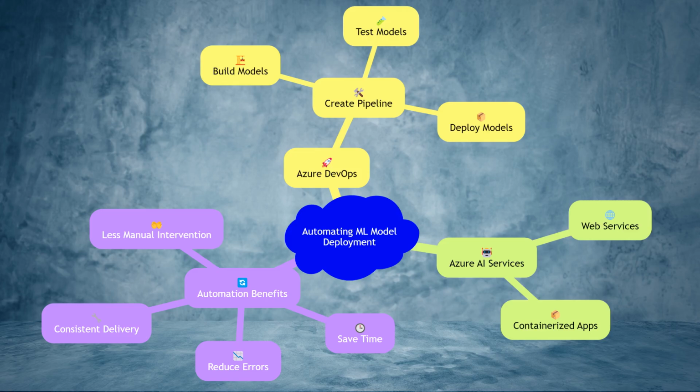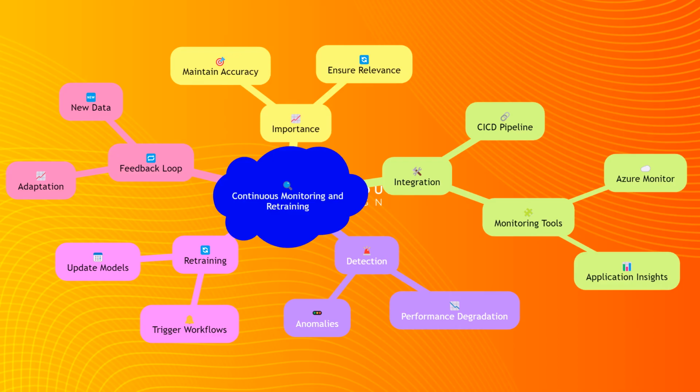Automating the deployment of machine learning models is a critical aspect of integrating Azure AI services into a CI/CD pipeline. Use Azure DevOps to create a pipeline that automates the deployment process. Define tasks for building, testing, and deploying models within the pipeline. Utilize Azure Machine Learning's deployment capabilities to deploy models as web services or containerized applications. Automating deployment ensures that new models and updates are consistently and reliably delivered to production environments, reducing manual intervention and potential errors.